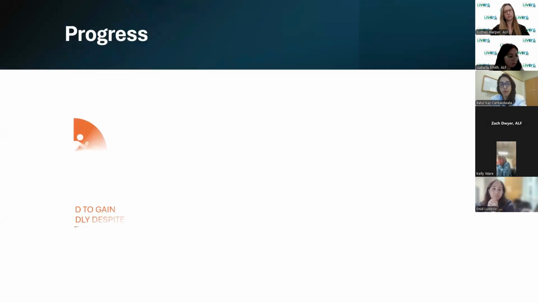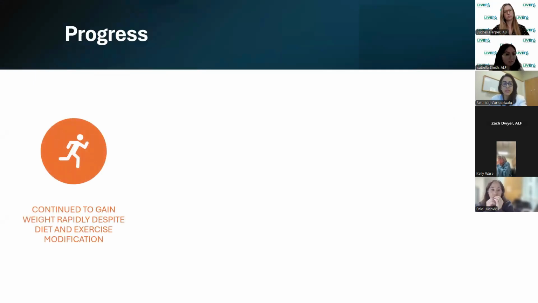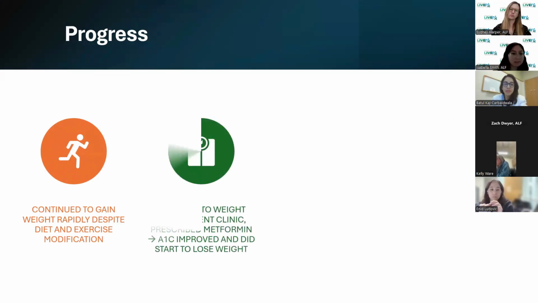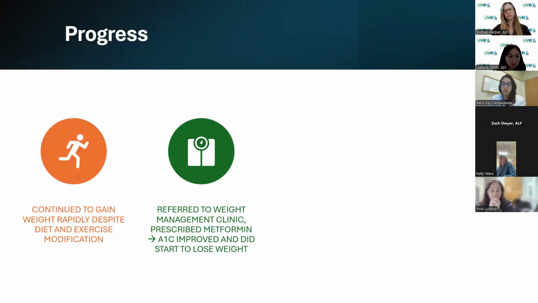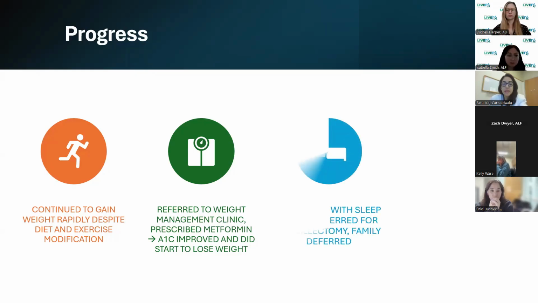So where is he at now? Well, he has continued to gain weight, sadly. I want to give him some credit for his recent improvement. About 4 months ago, he was still gaining weight despite diet and exercise modification. He was referred to our weight management clinic, and his A1C was a little bit elevated, so he was started on metformin. When he was taking it consistently, he actually did lose weight.